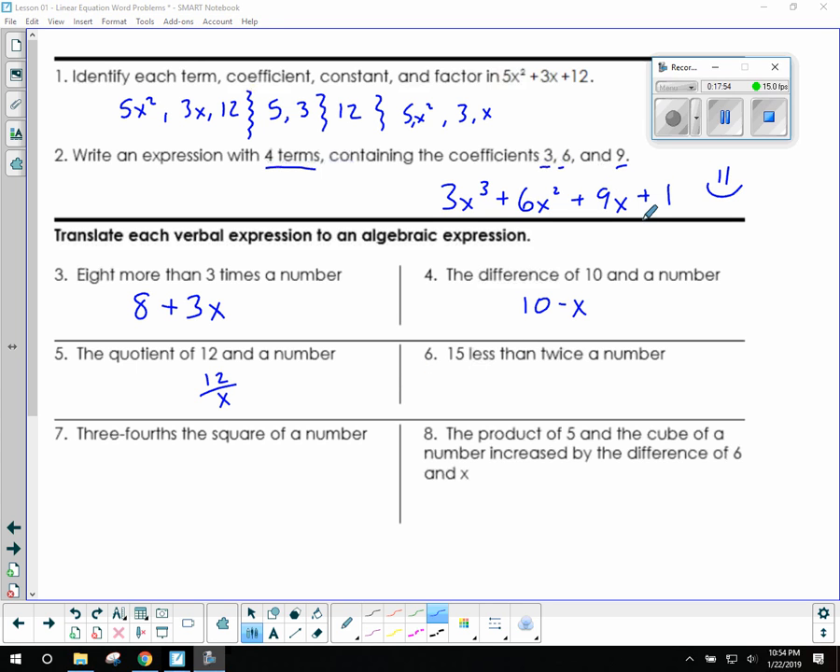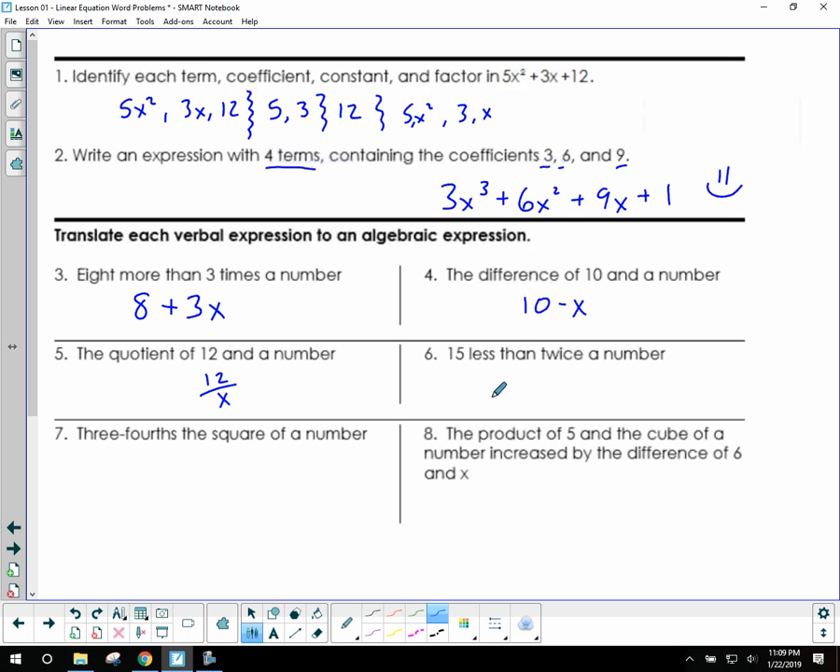Where are we? 6? What we got? 15 less than twice the number. Boom. 2x minus 15. There we go. 7, 3/4 the square of a number. 3/4 square of a number. Skadoosh.